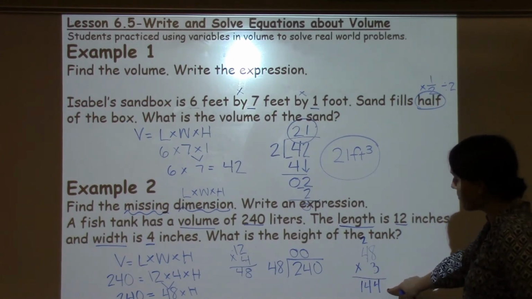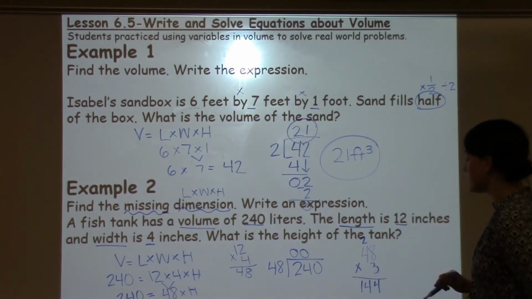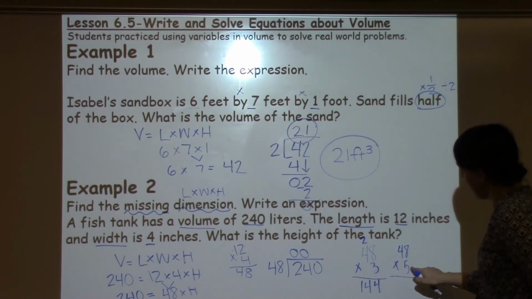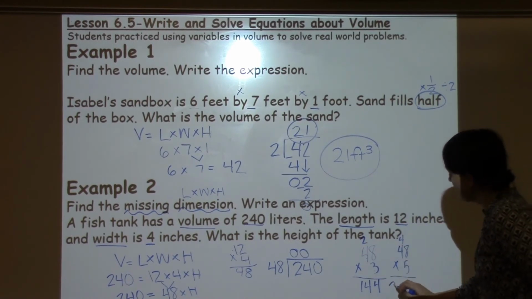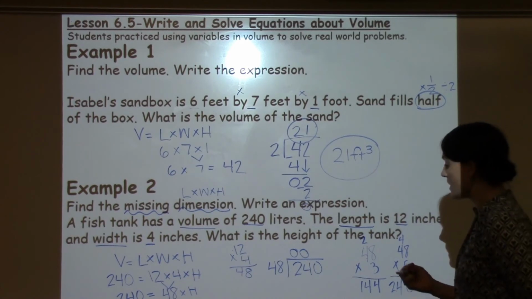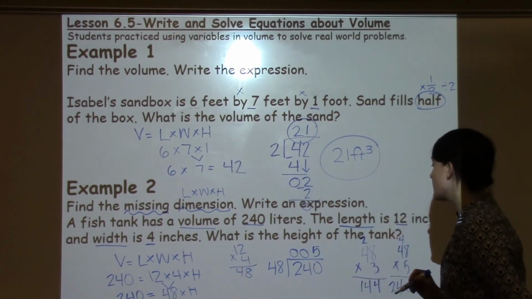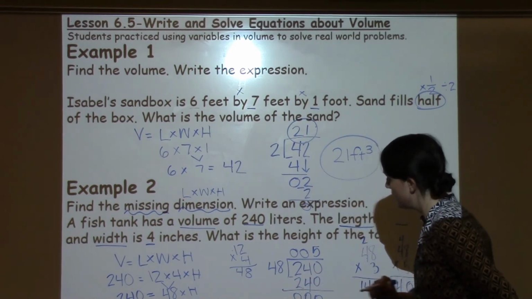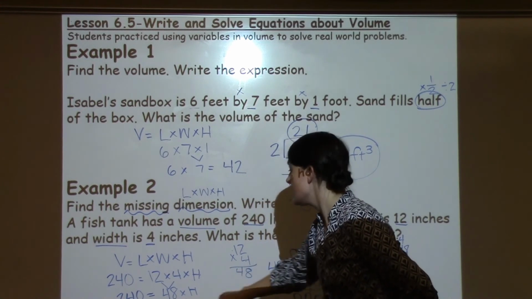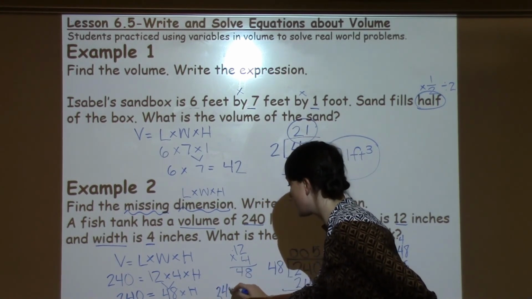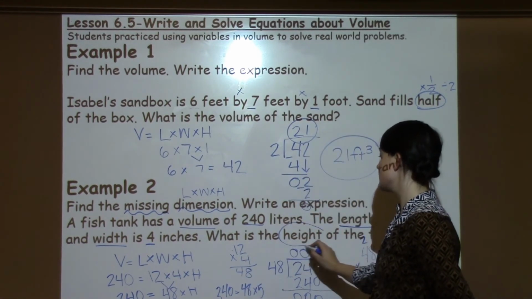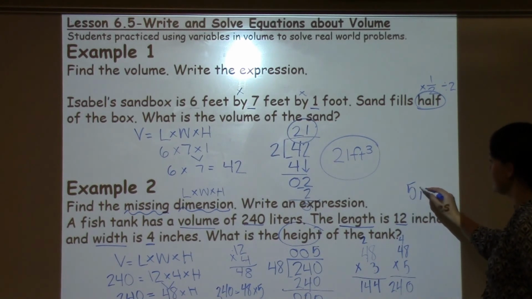Now this didn't get me quite what I want, but I know now that I need to go higher than 3 to get close to that 240. So I'm going to try 5 and go up a couple. 5 times 8 is 40. 5 times 4 is 20, plus 4 is 24, which gets me exactly what I want. So 48 times 5 is exactly 240, which helps me know that when I plug this in for h, 240 would equal 48 times 5. So that tells me that my missing height is 5 inches.